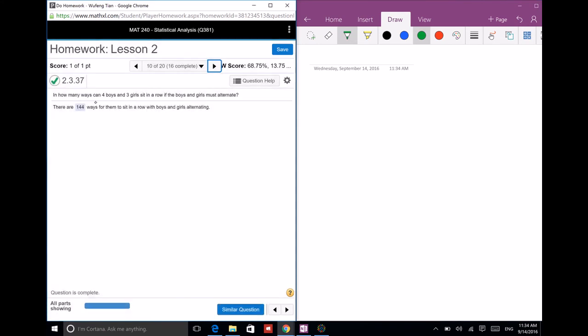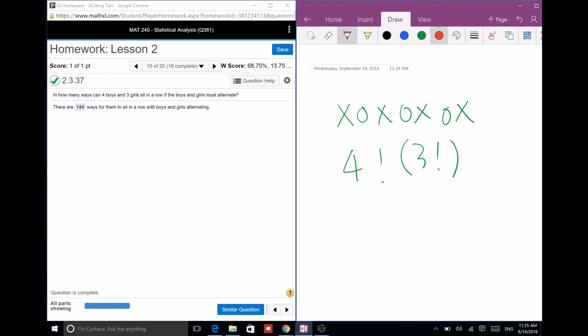Okay. How many ways can 4 boys and 3 girls sit in a row if boys and girls must alternate? Now there are 2 ways to think about it. If I have 4 boys, so it's 1, 2, 3, 4, those 4 boys have already been seated. Then you have 3 girls sit in between, 1, 2, 3, because they must alternate. You have to sit in this way. But the boys can change positions, so it's 4 factorial. And the girls can also change positions with each other, so 3 factorial. Okay?